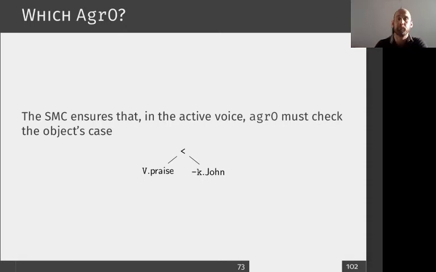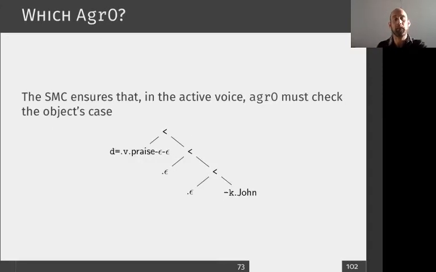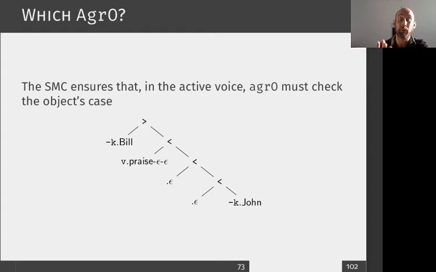What would happen then? Here we used the other one. It didn't check the case, but because we didn't check the case, now when we merge a DP, like Bill, we have two things in our structure that both want to move for the same reason, which is disallowed by the SMC. So our grammar permits us, or the lexical items we have allow for us to start building a sentence that isn't going to work, but that's okay.